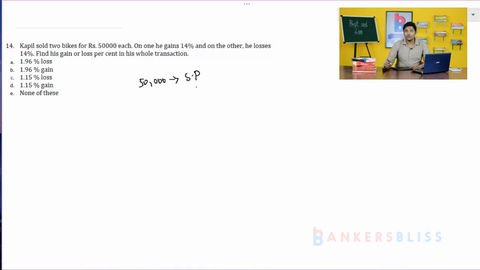But here they have mentioned the selling price, not the cost price, and they are telling profit is equal to 14%, loss is equal to 14%. Again I am telling you, if they give the cost price and the profit percentage and loss percentage are both equal, at that time you are going to end up with no gain, no loss, 0% loss, 0% profit. You will be at the break even stage.